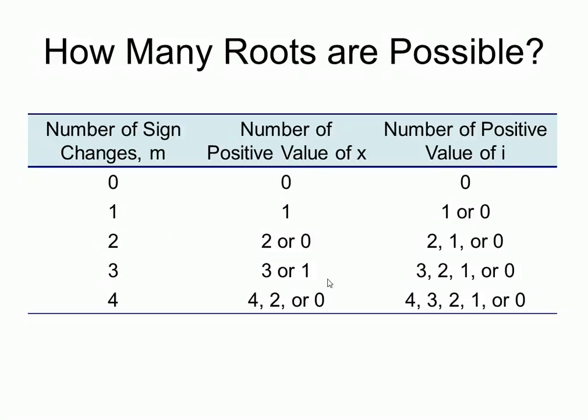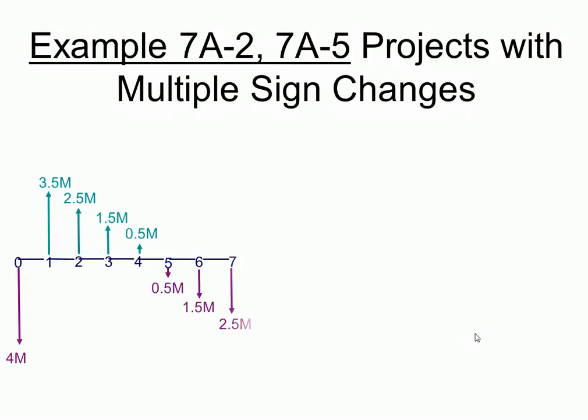And then for 3, we can have 3 or 1. And we could have 3, 2, 1, or 0 as a number of positive values of i. And for 4, we have 4, 2, or 0 positive values of x. And so the number of positive values of i would be 4, 3, 2, 1, or 0. So you can see that there are many different possibilities that could happen depending on the number of sign changes. So here's an example of a project with multiple sign changes.